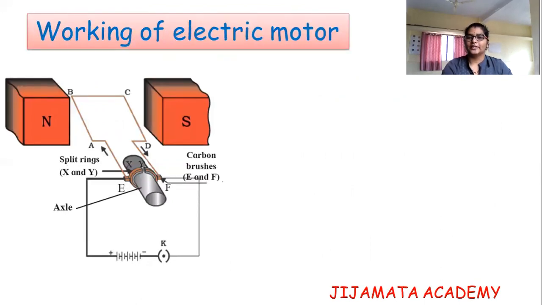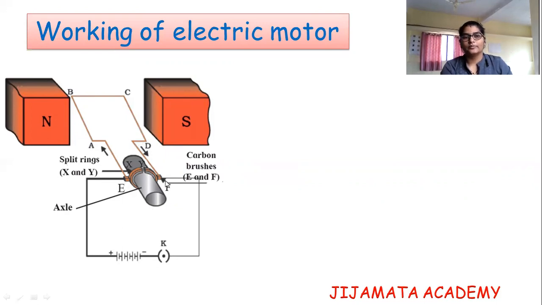Let's see the working of the electric motor. Now we have completed the construction of the electric motor. I think it is clear to all of you that it consists of 5 different components: conducting copper wire, which has a resistive coating. This copper wire is in the form of a rectangular loop. This rectangular loop is placed in between the north pole and south pole of a magnet, such as a horseshoe magnet, in such a way that the branches AB and CD are perpendicular to the magnetic field.